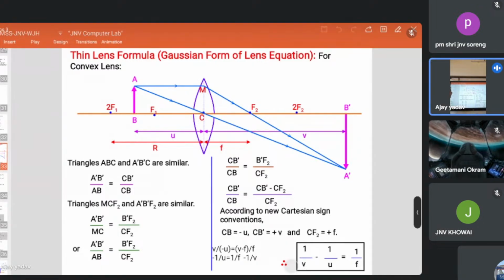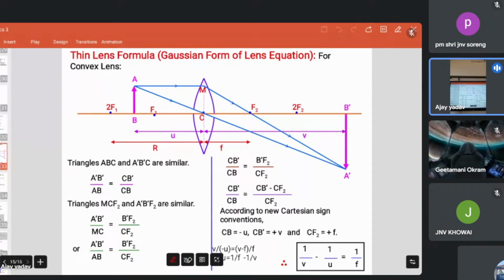Convex lens forms both real and virtual images, and concave lens forms only virtual images. The lens formula for both lenses, either convex or concave, is similar. What is it? 1 by v minus 1 by u equals 1 by f.